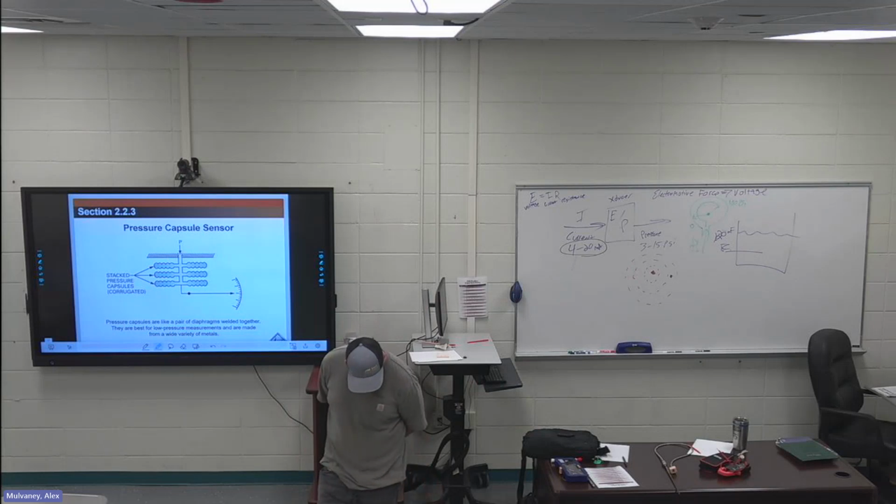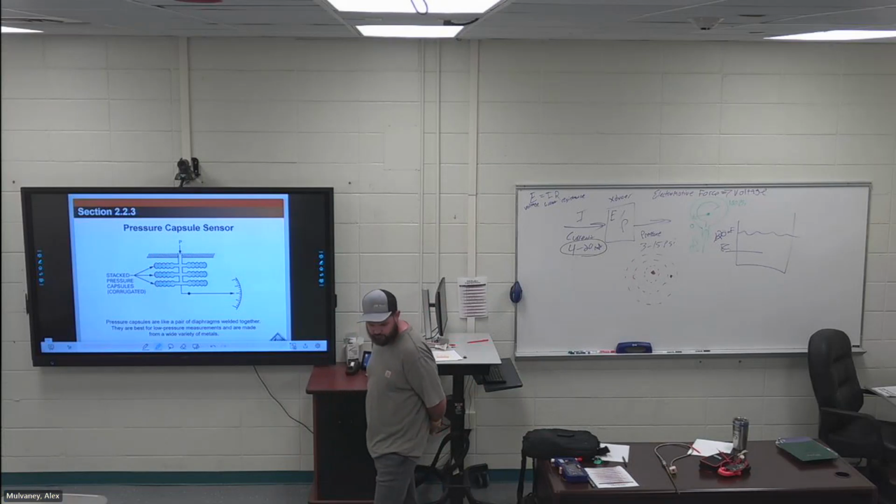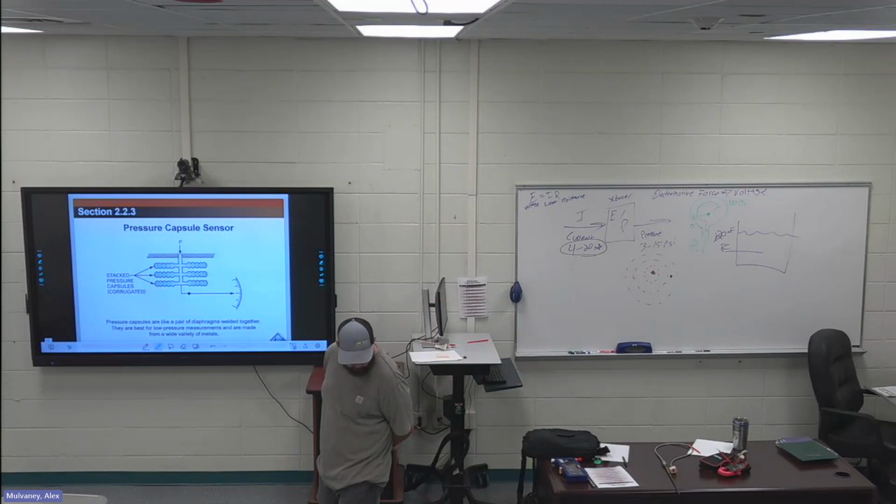Same paragraph, right after where you see 4 to 20 milliamp, I have a sentence highlighted. A pressure gauge or transducer incorporating a pressure capsule is typically used with lower pressures that fall in the range of 0 to 30 psig.